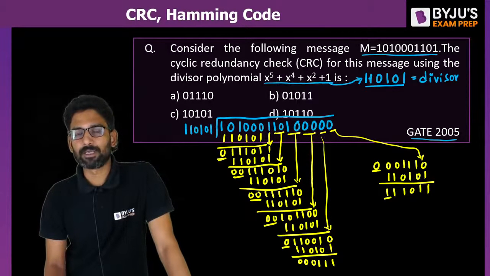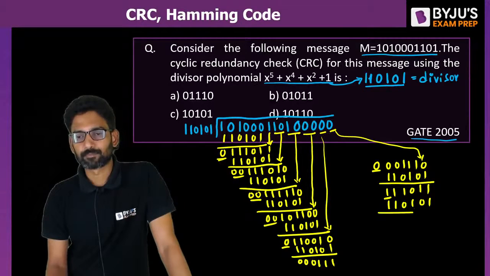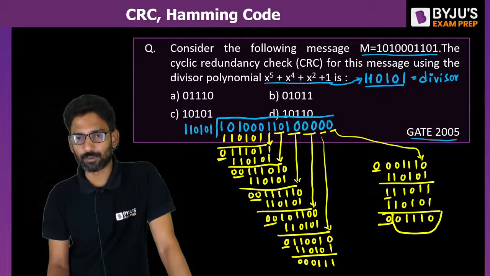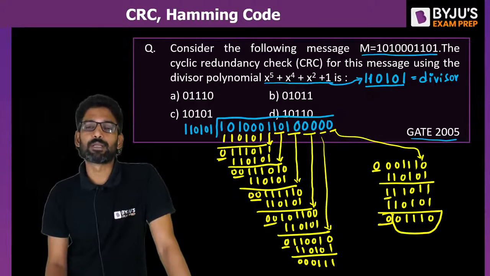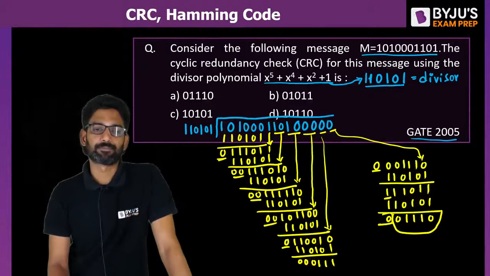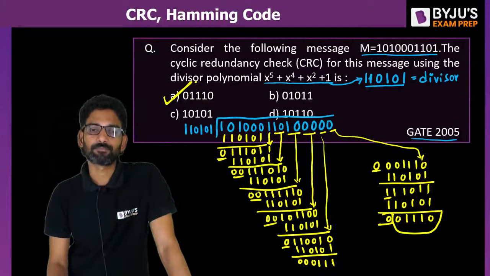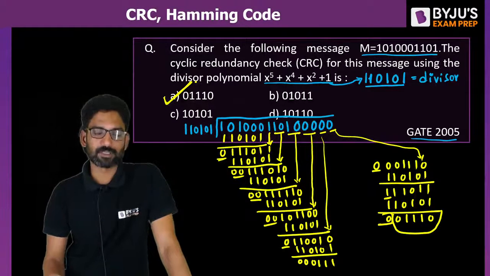When MSB is 1, you can't shift. So you have to do XOR again. So it will give you 0 0 1 1 1 0. Now MSB is 0, shift it out. So what you got? 0 1 1 0 as the remainder. So 0 1 1 0 is your remainder. Got it? So this is the procedure.